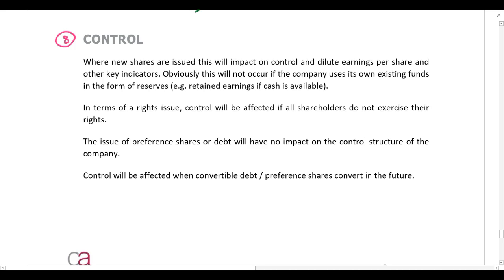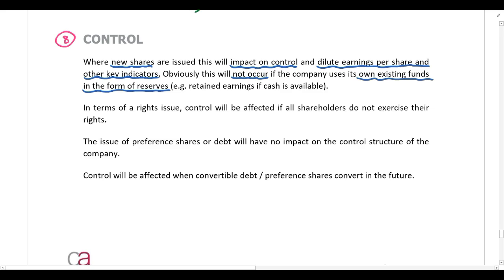Then under the heading control, obviously if a company issues new shares, that will impact on control and will dilute earnings per share and other key indicators. This will not happen if the company uses their own existing funds in the form of reserves. So we saw this previously.